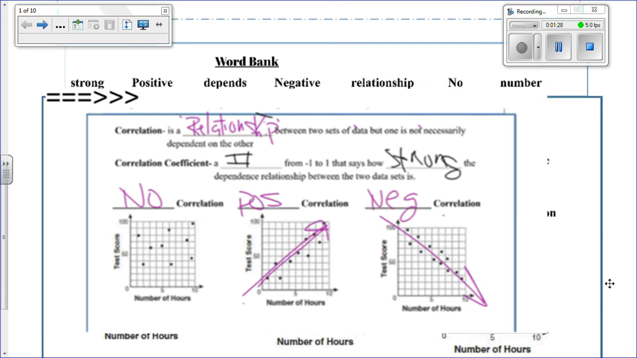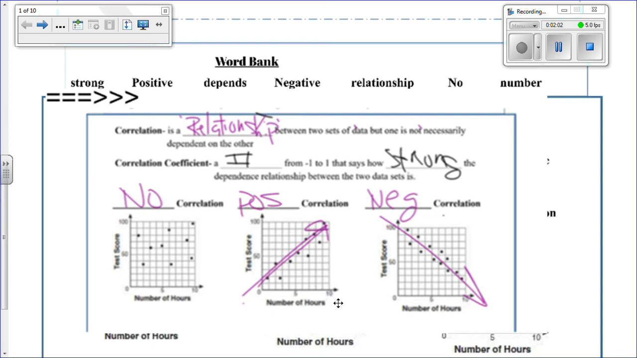All right, here we see no pattern at all, no connection at all. This is no correlation. Here we see a pattern where as I go from left to right, my data is going up. So we say this is a positive correlation. As I increase in the X value, my Y values are increasing. Here, as I go from left to right, I notice my data points are going down. So we call this a negative correlation.